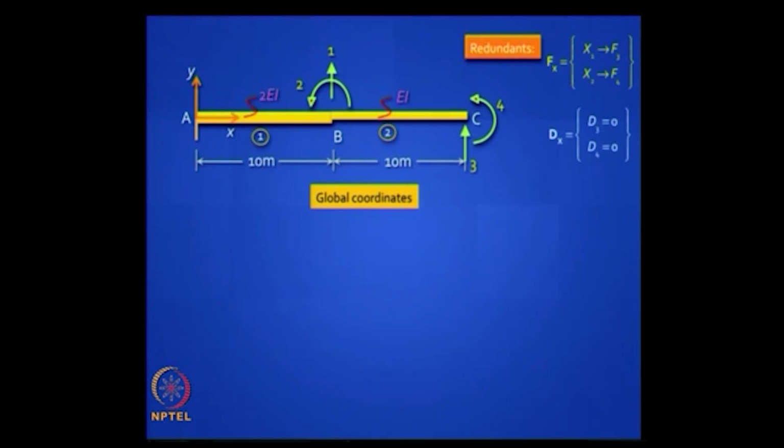The question is, supposing you have the support settlement at A, you can't do it in D x, you have to do it as an initial displacement. We will see that a little later. Okay.